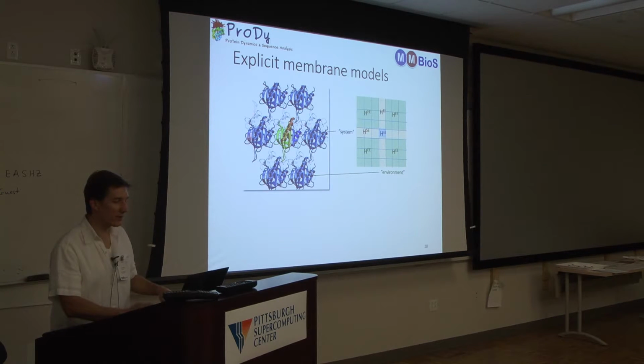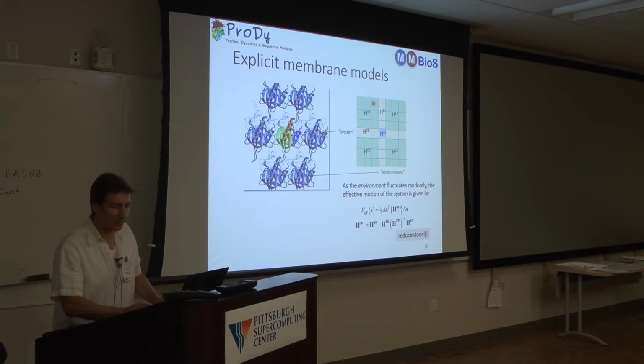And we don't really care about the environment except for its effect on our system of interest. So doing a little bit of math, what we can do is integrate out all of the degrees of freedom in this Hessian except for what is left in this system. And we can get an effective Hessian for this protein in the presence of the rest of the crystal. And this is done with a command called reduceModel in ProDy.